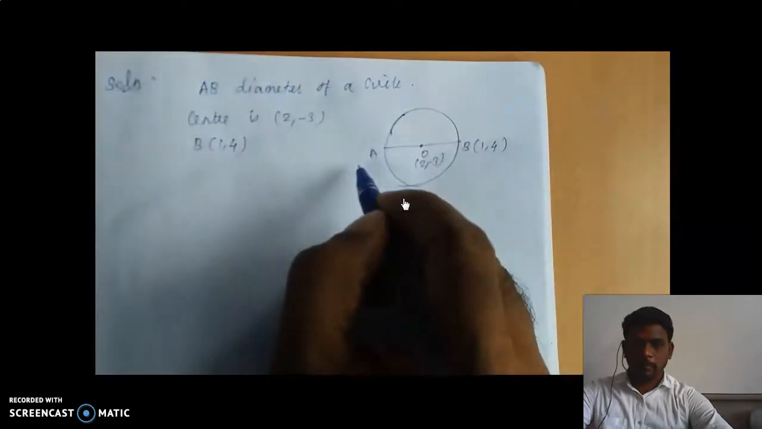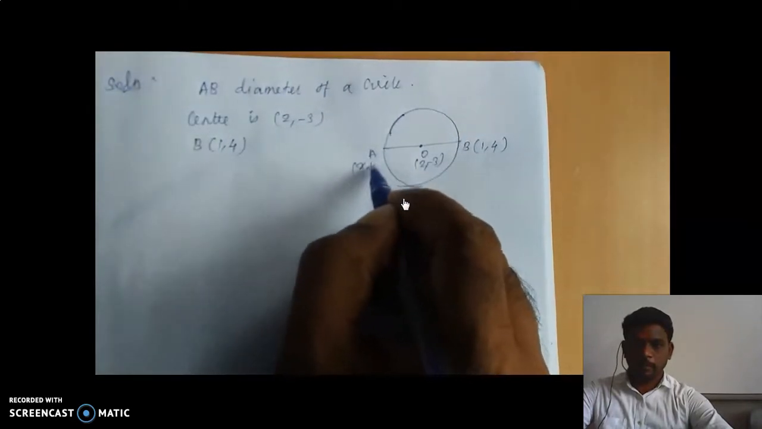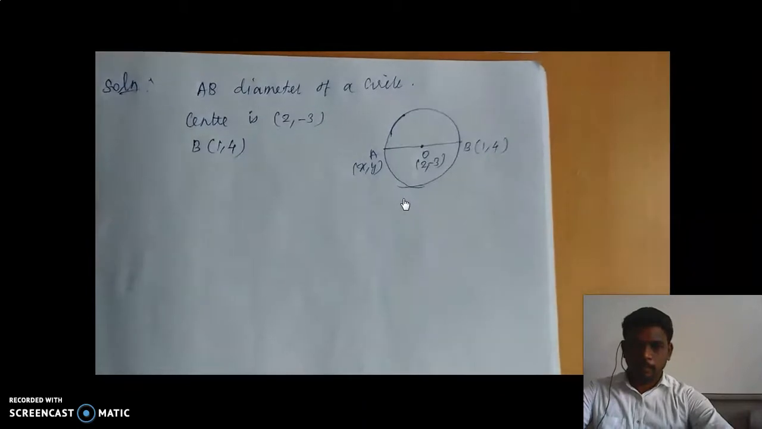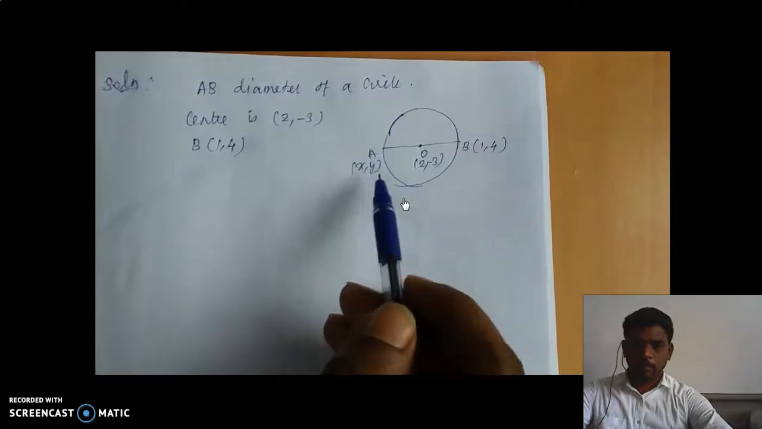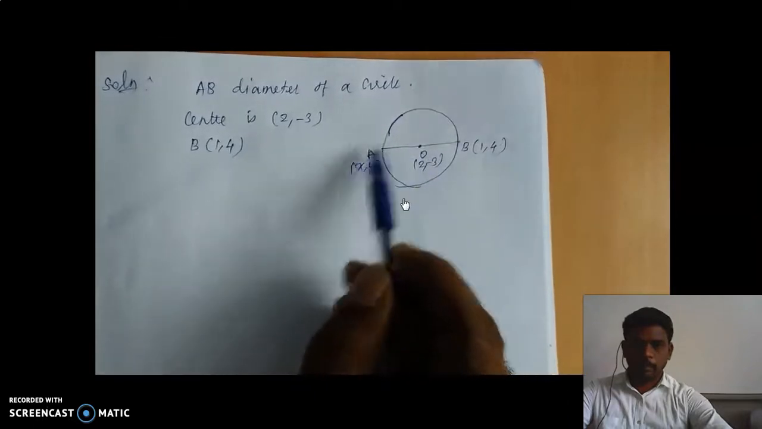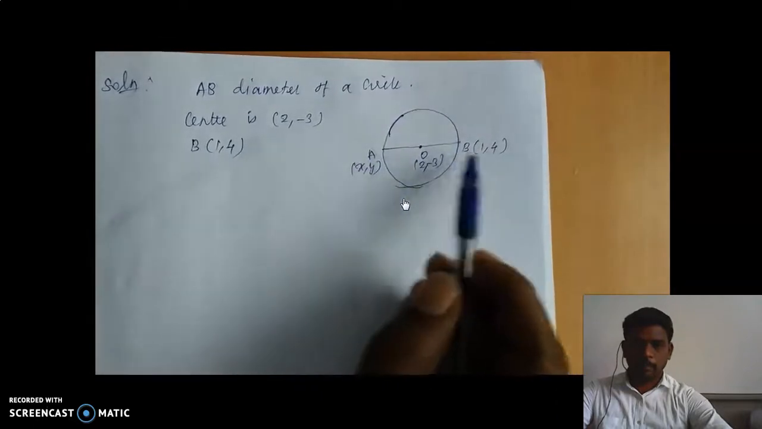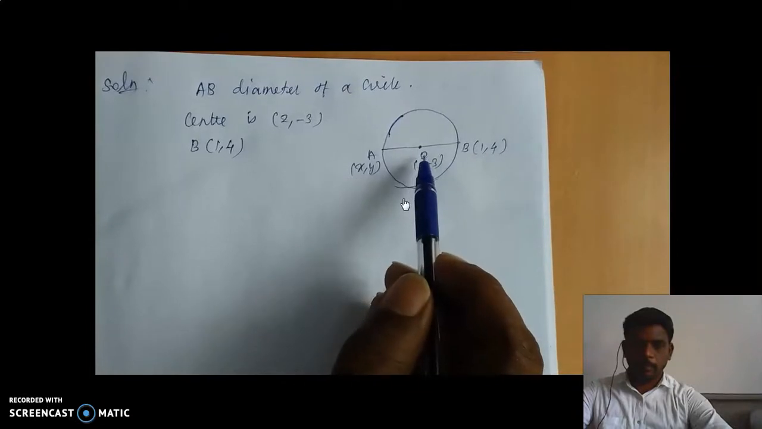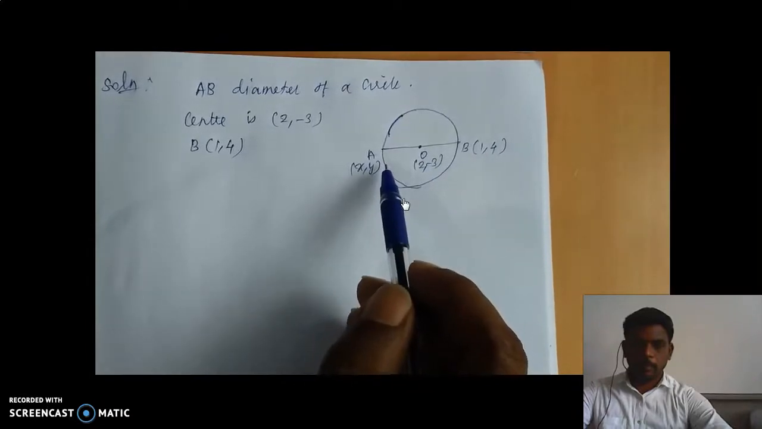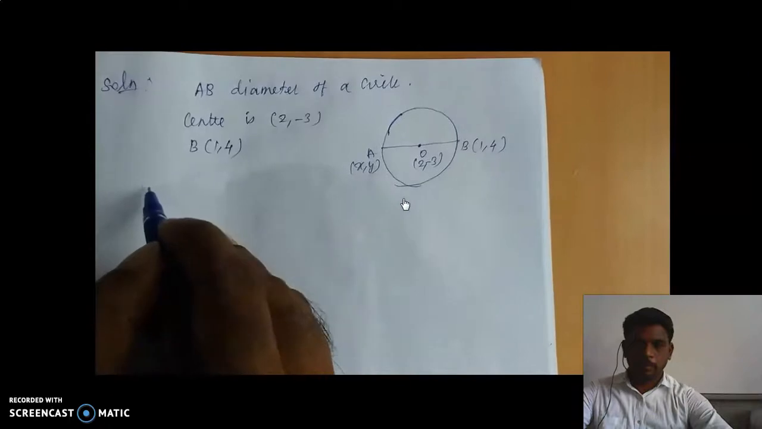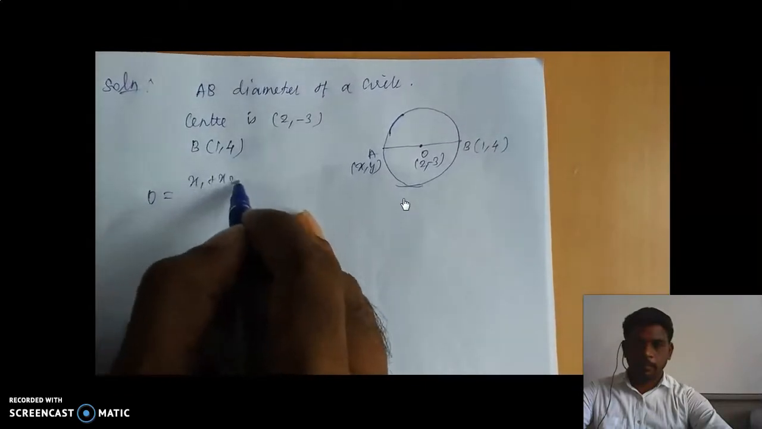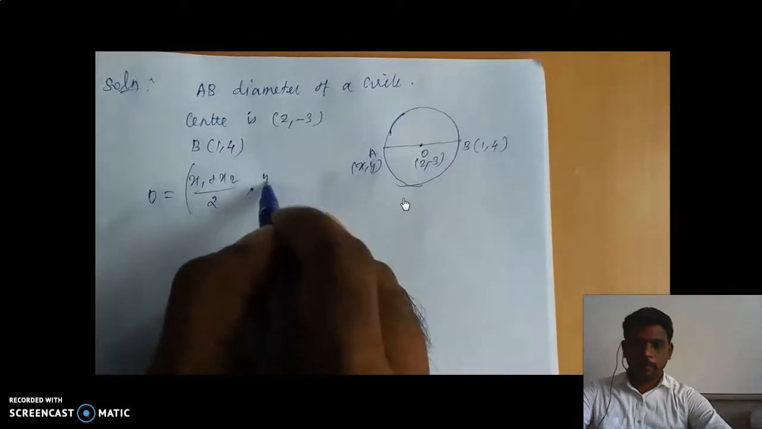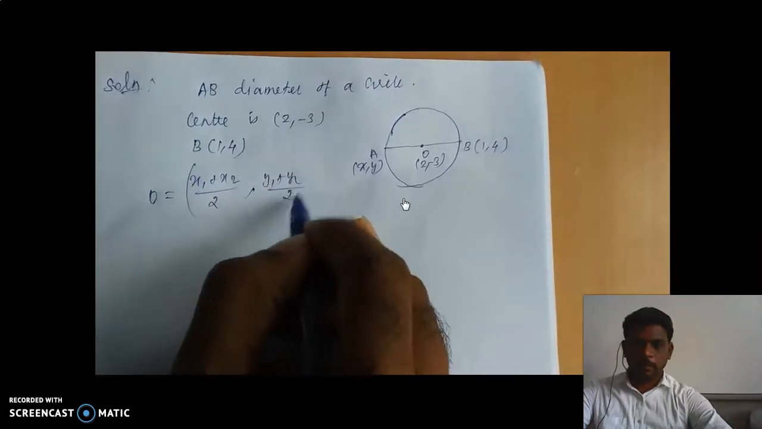So we are going to find this point. Let us take this one as (x, y). Now we are going to find only this coordinate point here. The center is given, so how can we find the other value? By using the center formula only. What is the center formula? The center O equals the midpoint formula, right? That is ((x1 plus x2) by 2, (y1 plus y2) divided by 2).